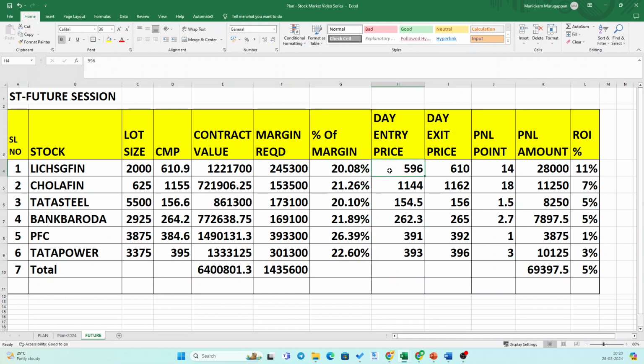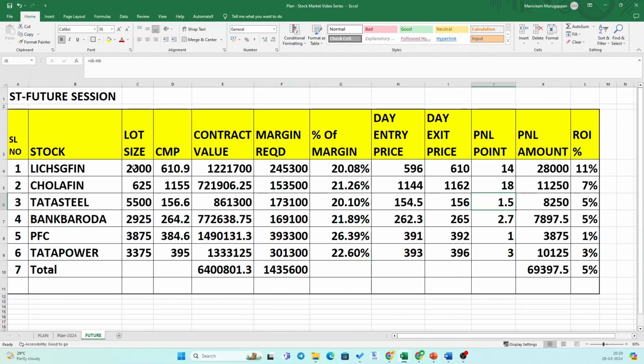Here I put all the entry prices and exit prices we discussed, based on the move and the trailing stop loss. First, LIC Housing Finance: we got 14 points, into a lot size of 2,000. That is around 28,000 rupees we earned. Solar Finance we got around 18 points with the lot size, about 11,000 rupees. And Tata Steel we got only 1.5 points, even though the lot size is 5,500, so around 8,000 rupees.